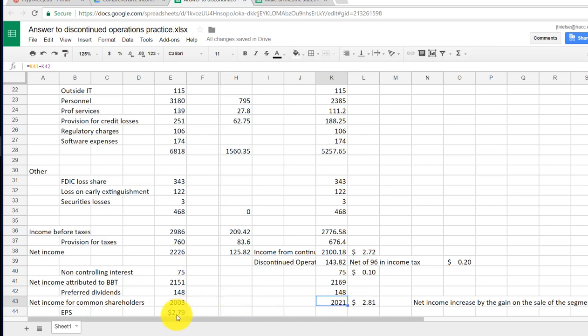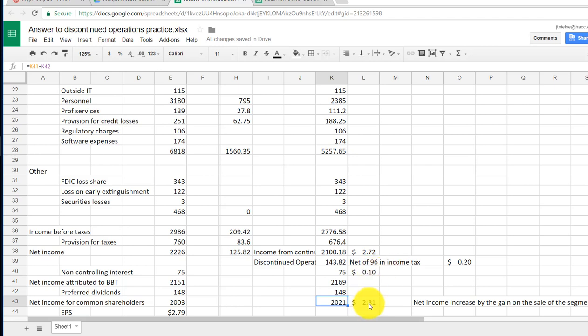All right, so you see that it changed, and that's solely because of the gain on the sale that was not originally recorded in this trial balance. If there had not been that gain, or the gain had already been recorded in the trial balance, then even with the new disclosures, you would not have a difference in our earnings per share or our net income for common shareholders. Now, this income from continuing operations plus the discontinued operations minus the non-controlling interest should equal your net income for common. In this case, we're off by a penny because of rounding.